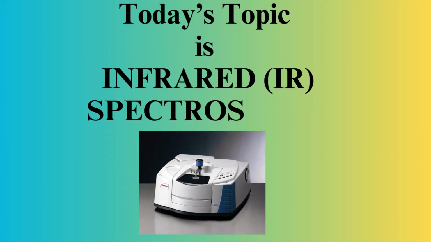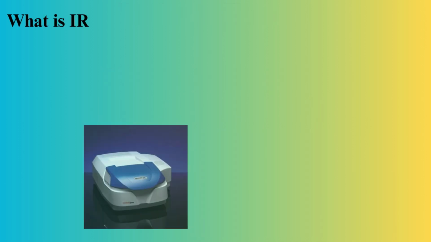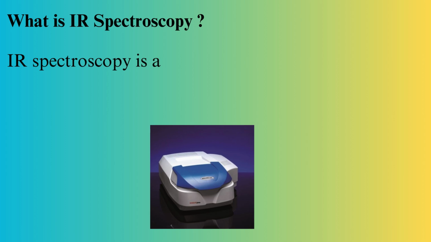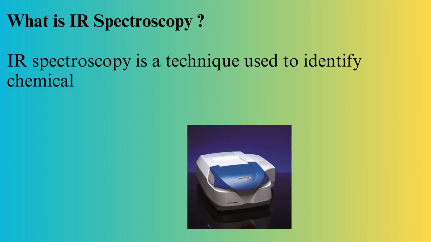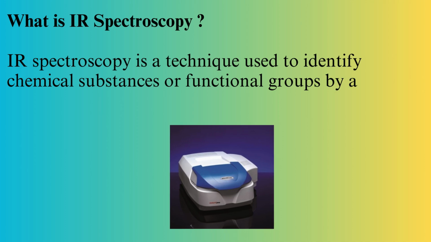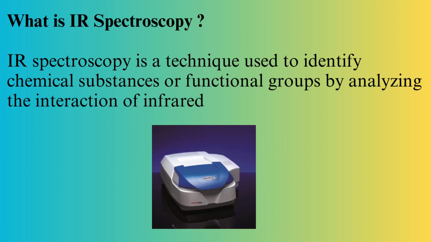Today's topic is infrared spectroscopy. What is IR spectroscopy? IR spectroscopy is a technique used to identify chemical substances or functional groups by analyzing the interaction of infrared light with matter.